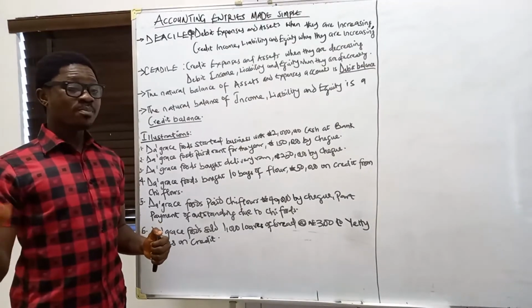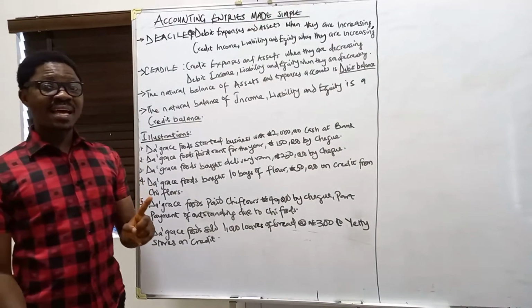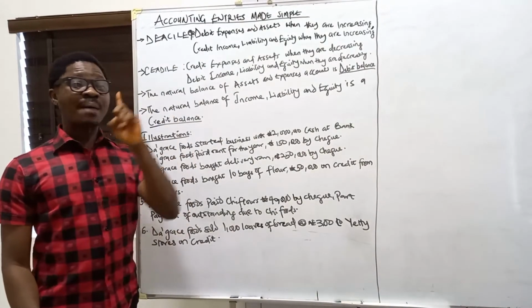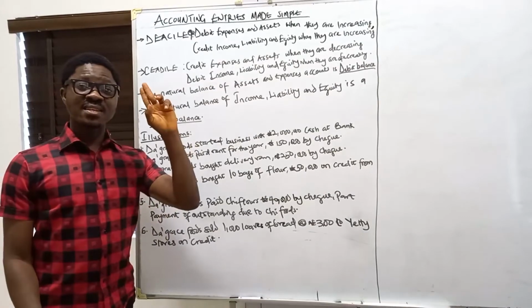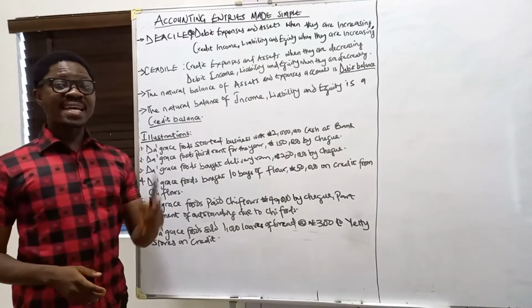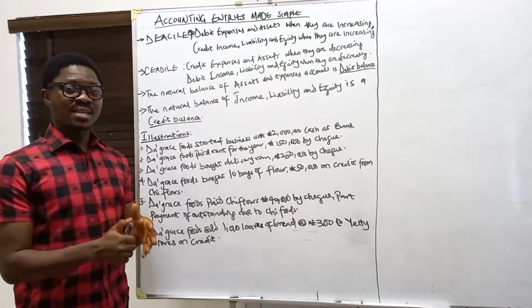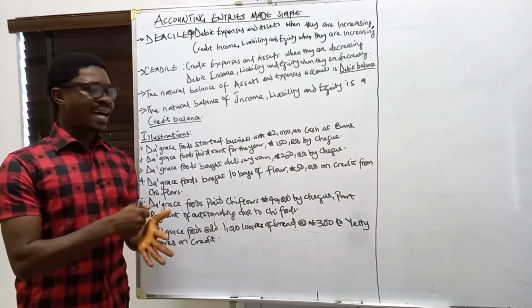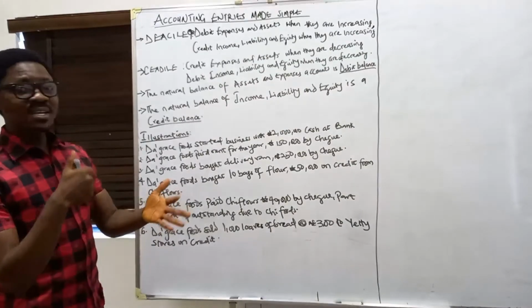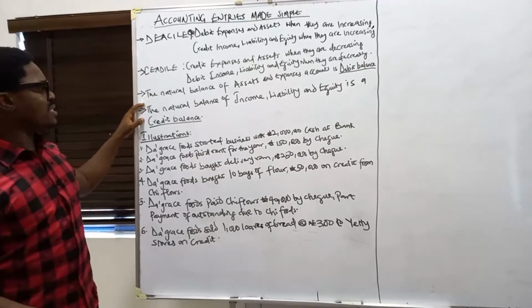That also means that it is abnormal for an asset and expense to have a credit balance. Anytime such happens, you should raise a flag and investigate the reason as to why expense and assets have a credit balance. Now we go to income, liability, and equity.